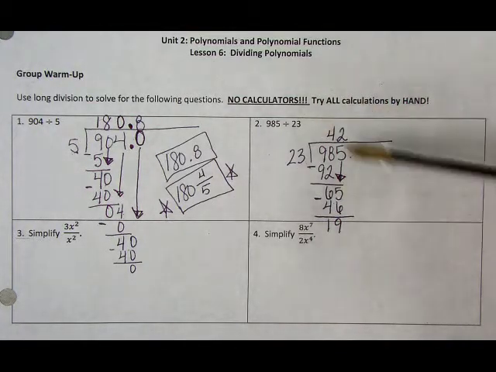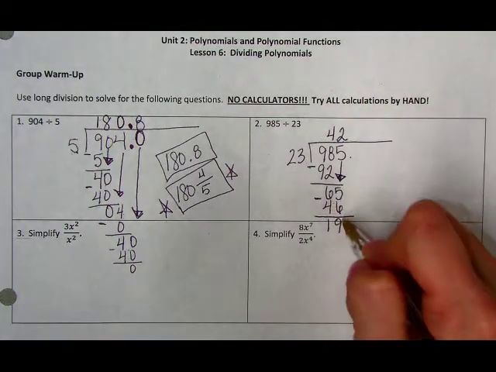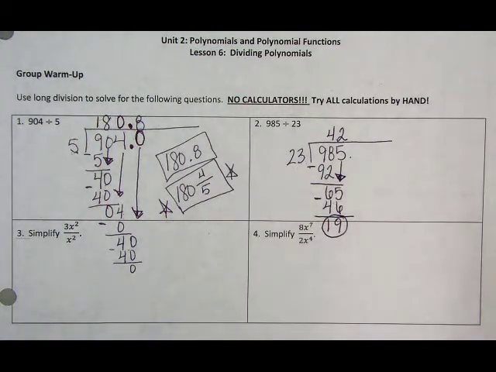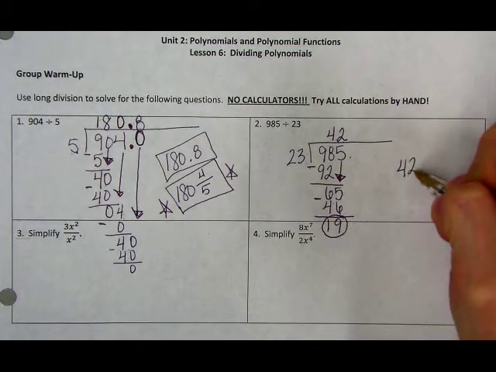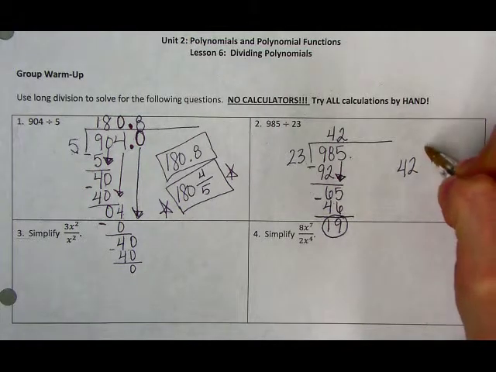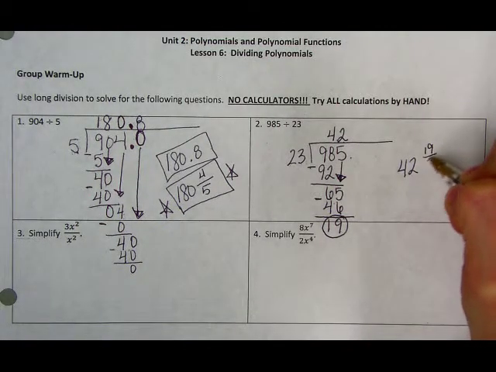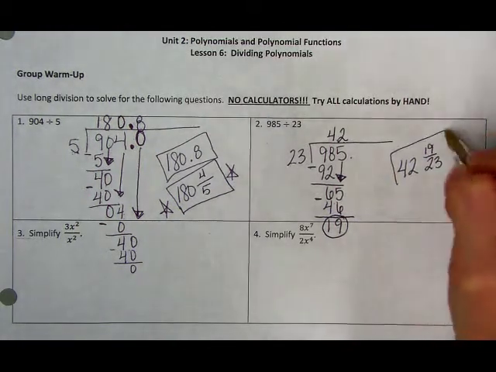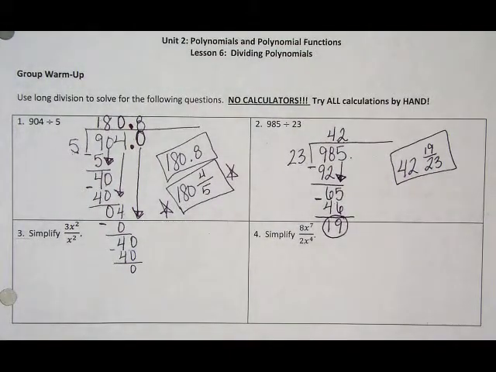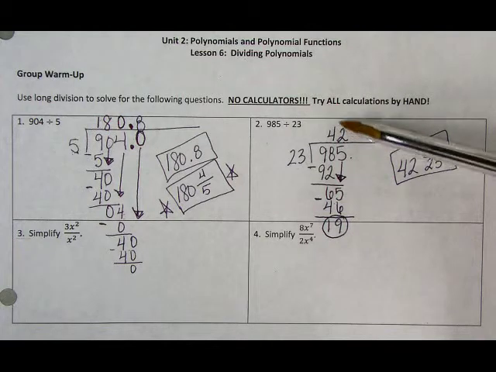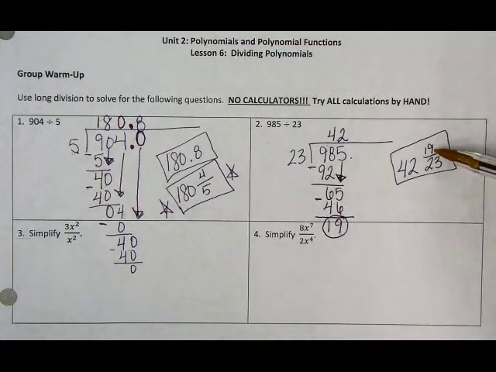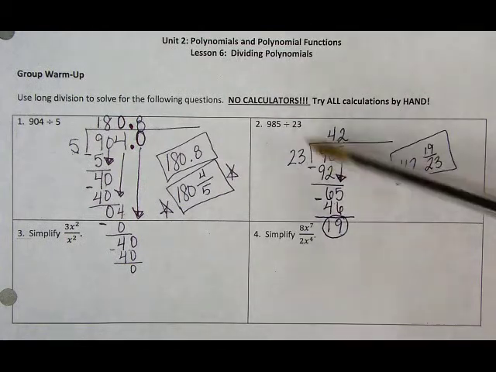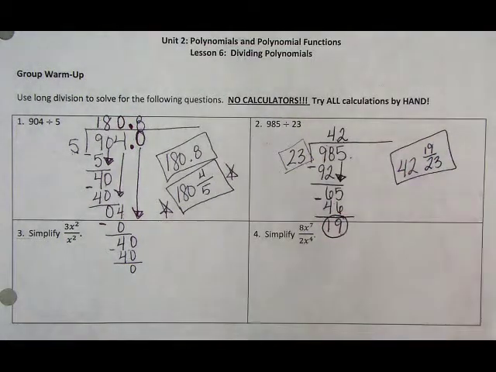Or I can just leave it this way, as 19 is what we call our remainder, and my answer would be 42 and 19 over 23 is my final answer. And we're going to leave it just like that. 42 is the whole number that we pulled out on top. 19 is our remainder, and our remainder always goes over our outside term that we were using to divide.